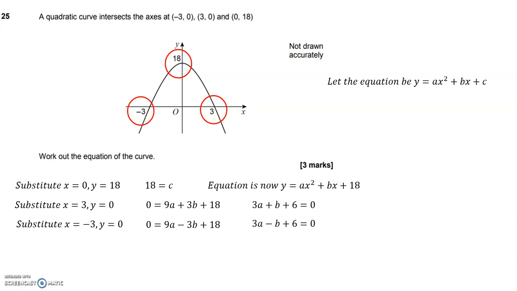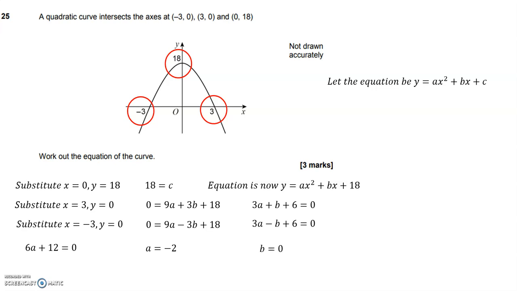Now if I look at those two equations and add them together, then the b's will cancel out. That's the whole point of doing that. 3a and 3a is 6a, the b and the minus b cancel out. 6 add 6 is 12. 6a plus 12 equals 0. a is -2. It's negative, as we knew that it would have to be.